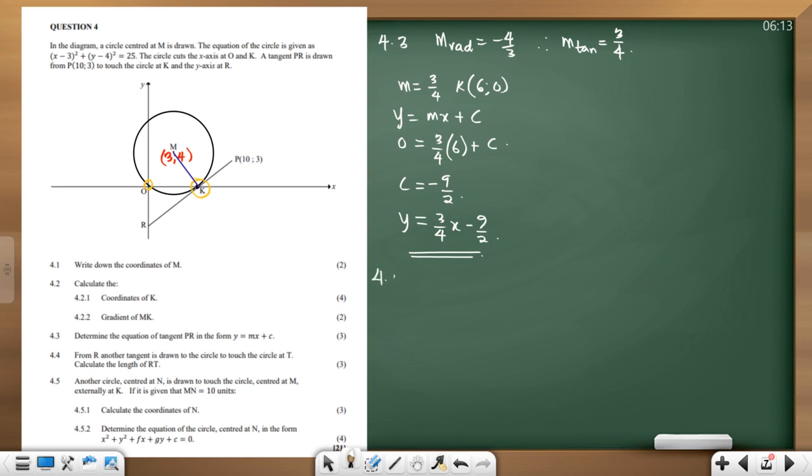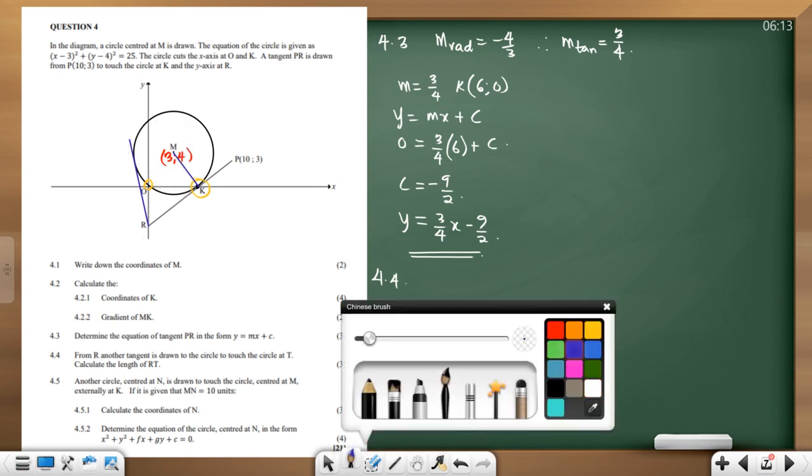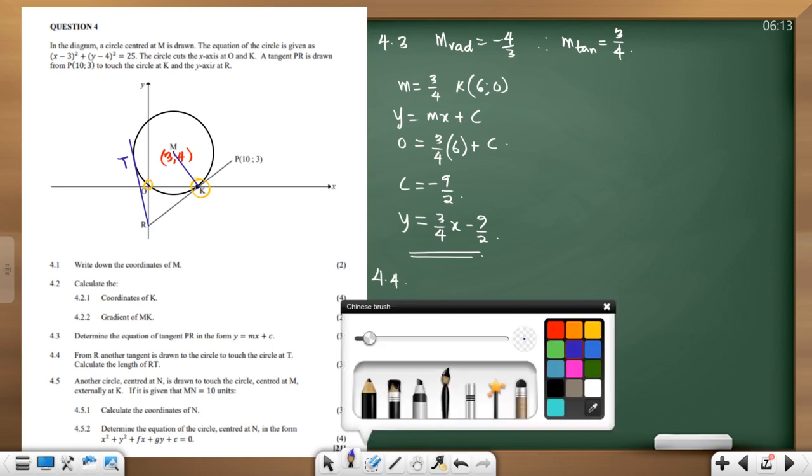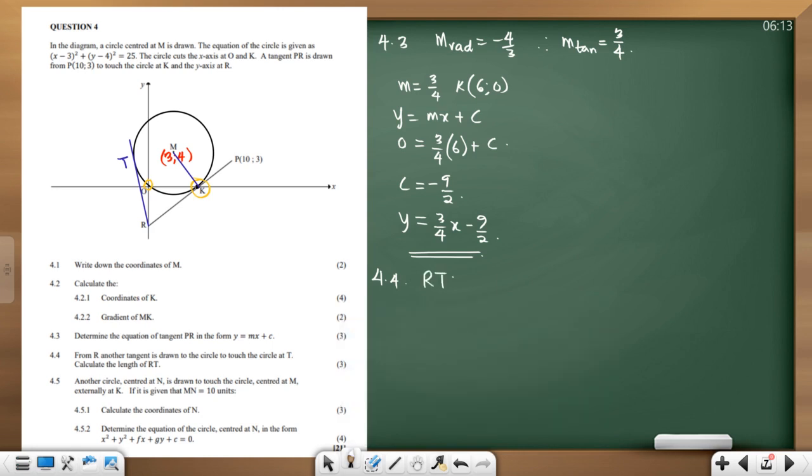4.4. From R, another tangent is drawn to the circle to touch the circle at T. Oh, I see something that looks Euclidean. That's my English. All right. Tangents drawn from the same point are equal. Okay. Calculate the length of RT. Do you know we know nothing about T there? Okay. But tangents drawn from the same point are equal. So we can say that RT is equal to what? RK.